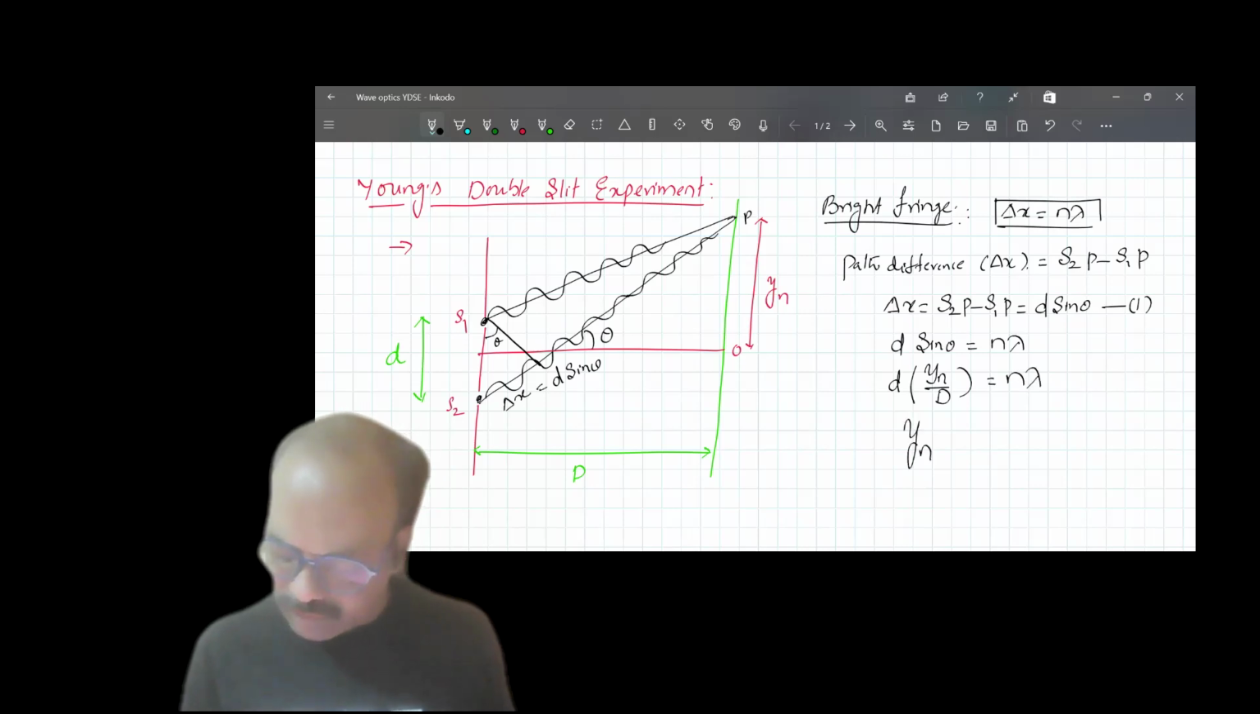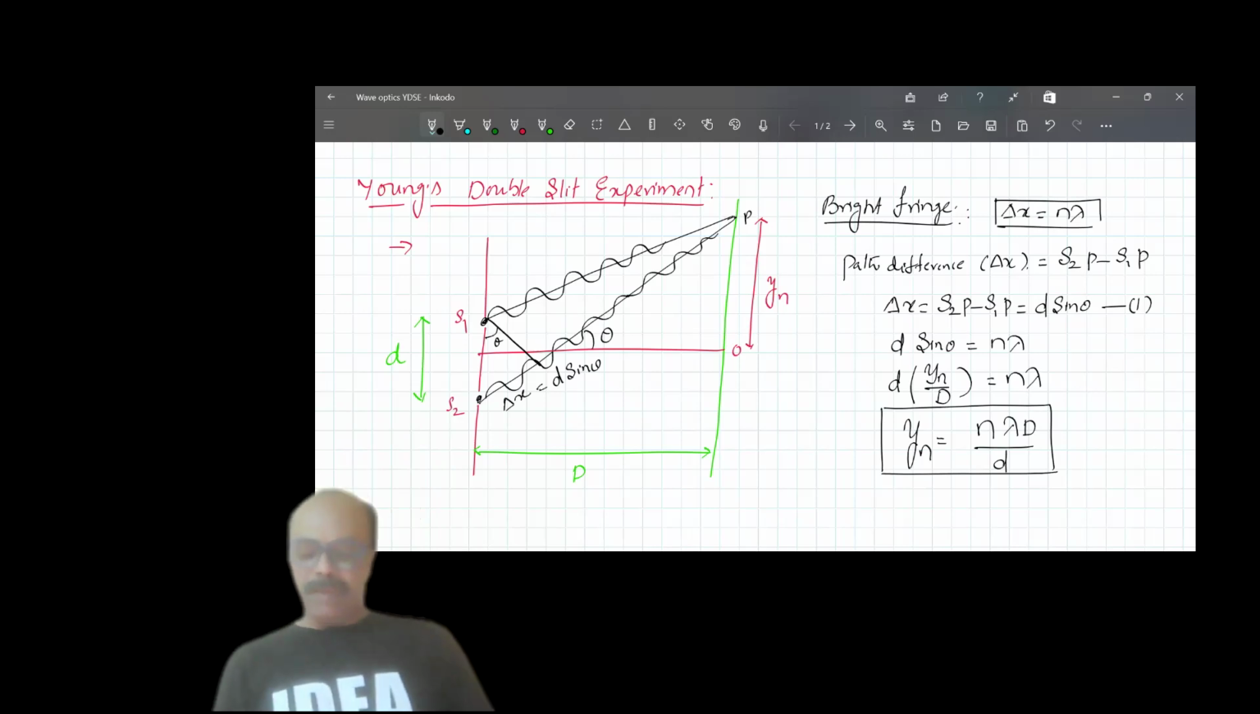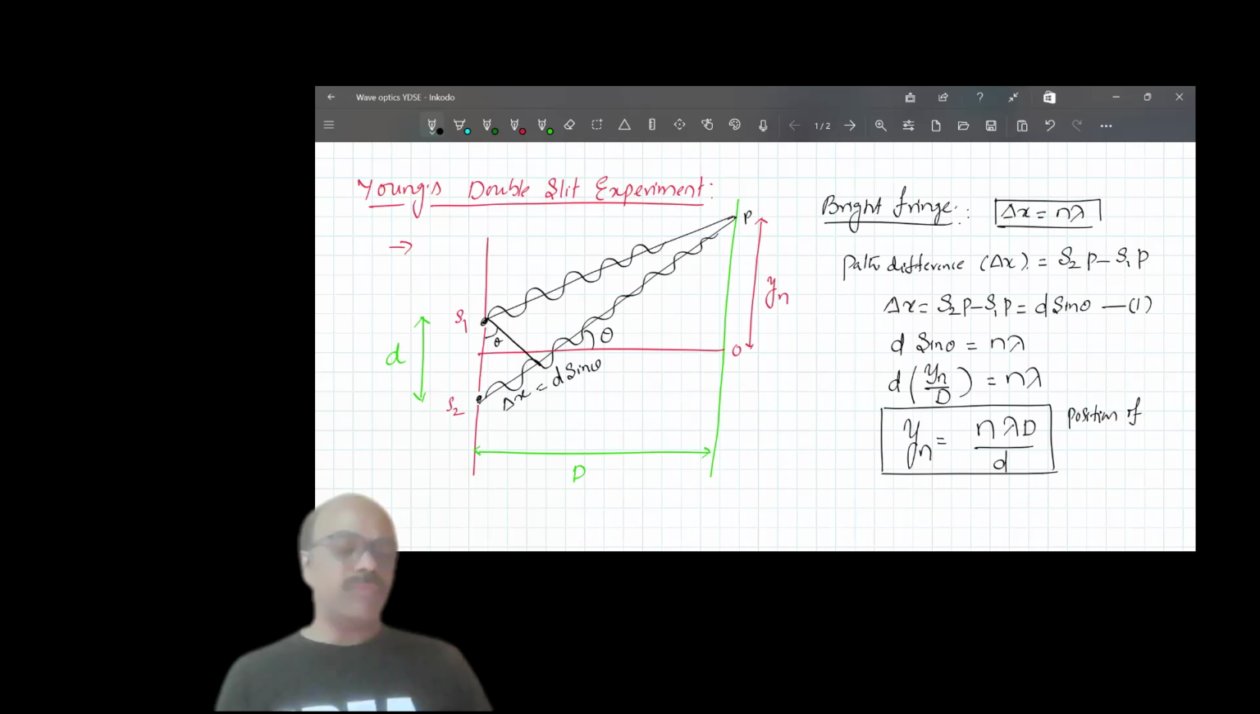From this, we get y n equals n lambda capital D by small d. So if you take y n, it is the position of the nth bright fringe, the position of the nth maximum.